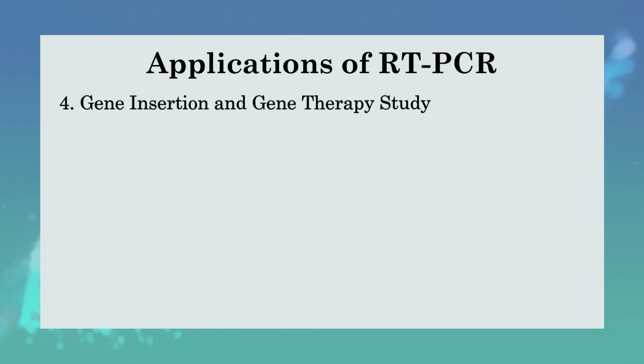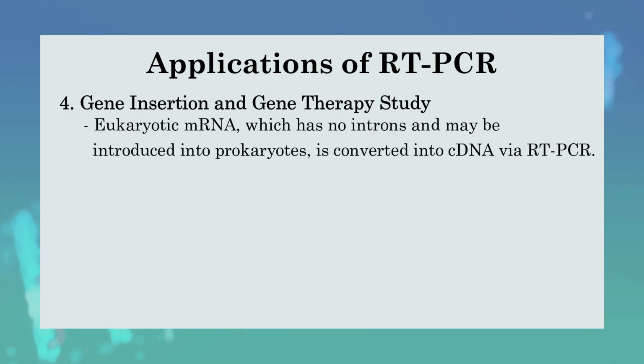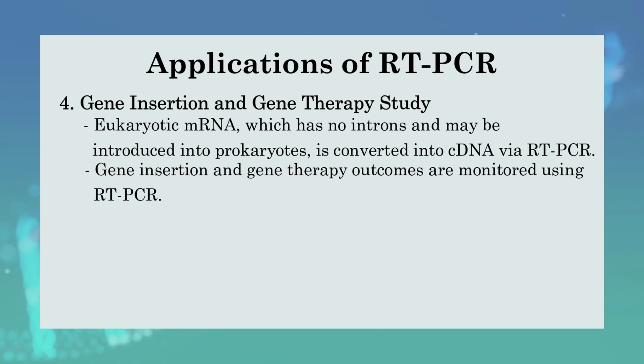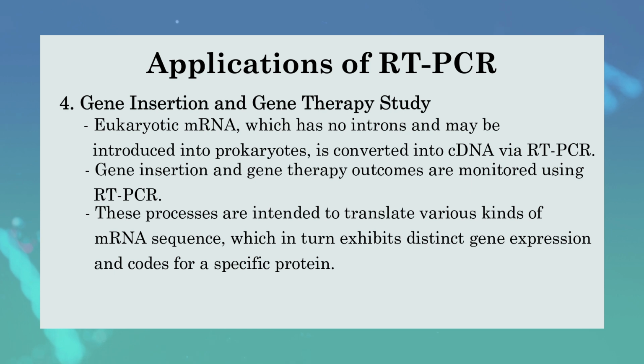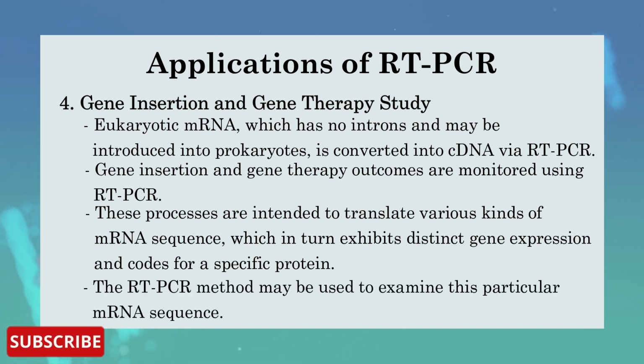Gene insertion and gene therapy study. Eukaryotic messenger RNA, which has no introns, may be introduced into prokaryotes and is converted into cDNA with the help of RT-PCR. Gene insertion and gene therapy outcomes are monitored using RT-PCR. These processes are intended to translate various kinds of messenger RNA sequence, which in turn exhibit distinct gene expression and code for a specific protein. The RT-PCR method may be used to examine this particular messenger RNA sequence.